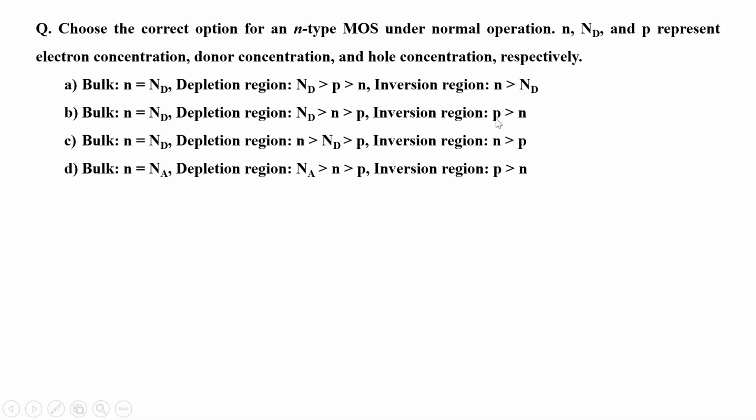Is that the same way Saujanya also thought? Yes, ma'am. So we know that n equals ND, and in the inversion region what happens? It flips, ma'am. But in the depletion region I'm not sure about ND greater than n greater than p. Can you please tell me how ND is greater than n greater than p? Like in the depletion region, the normal case that we study is that ND is greater than... How would you explain it? Let me think.